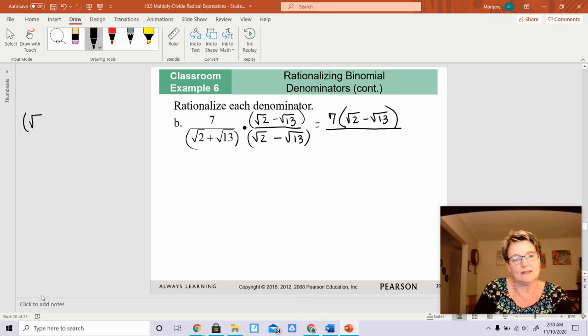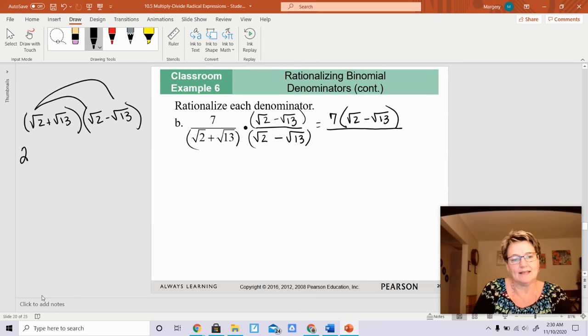So really quickly, the square root of 2 plus the square root of 13 times the square root of 2 minus the square root of 13. And I'm just going to use the distributive property. So that's going to give me 2. That's going to give me a negative 2 square root. So I'm so sorry, it is not going to give you that. Remember, they're both under the radical, so it's going to give you the square root of 26.